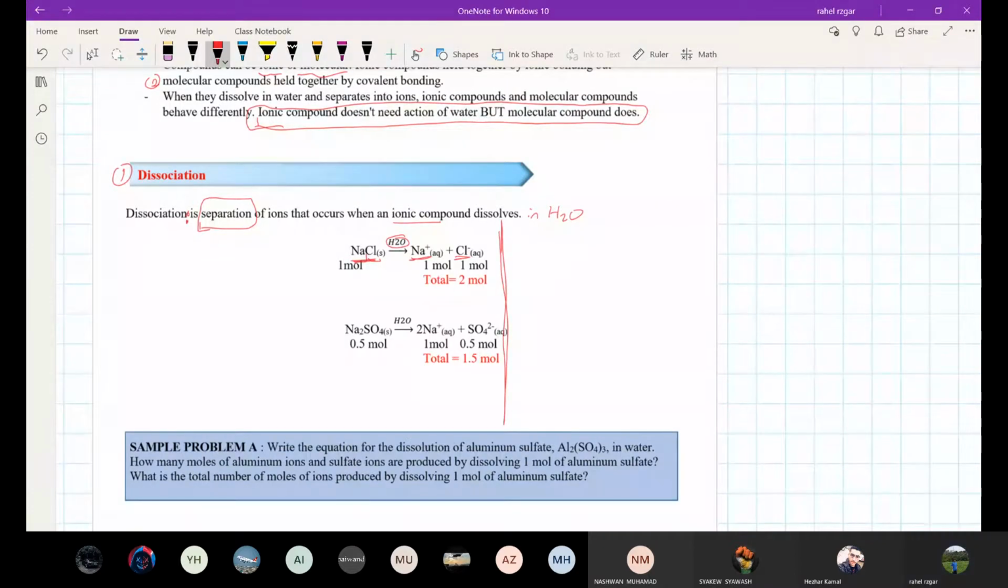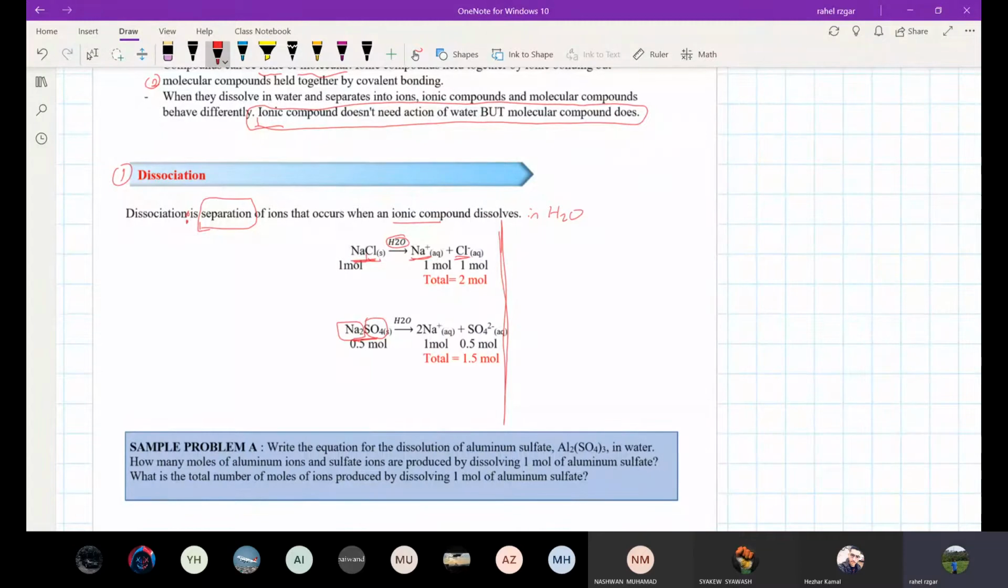All right. Na2SO4, when they separate, they become 2Na and SO4. That 2, where did that 2 come from? It's from the sulfate. But we only have one sulfate, everyone.